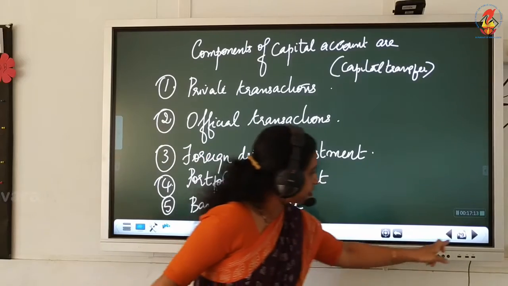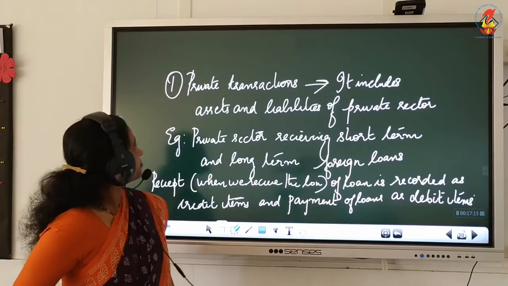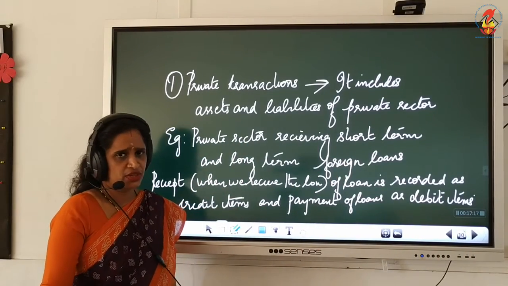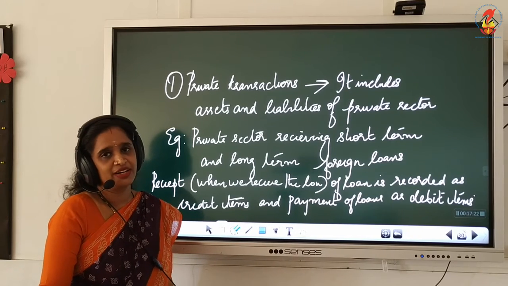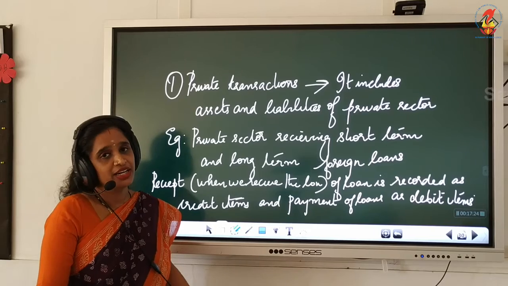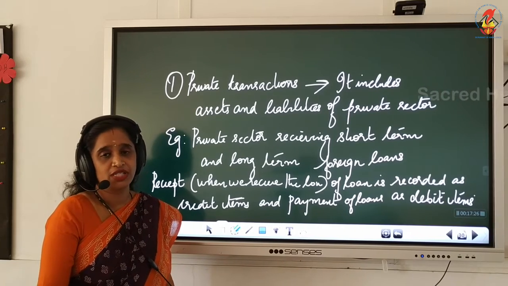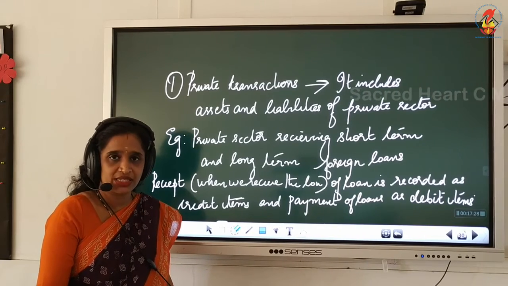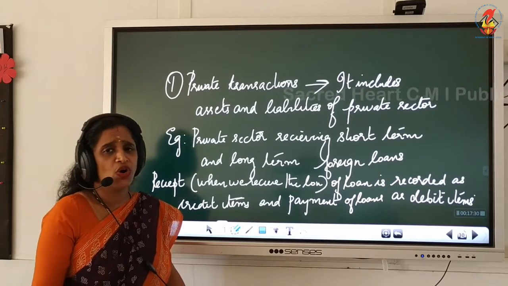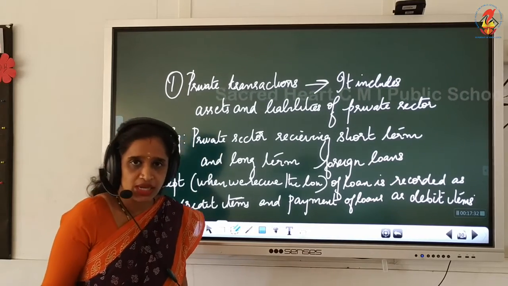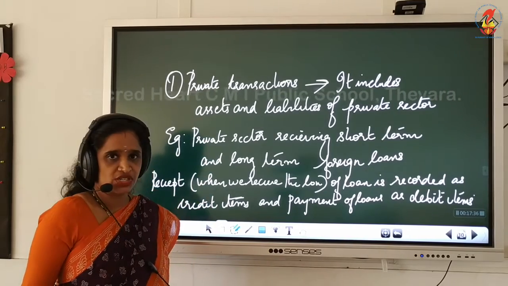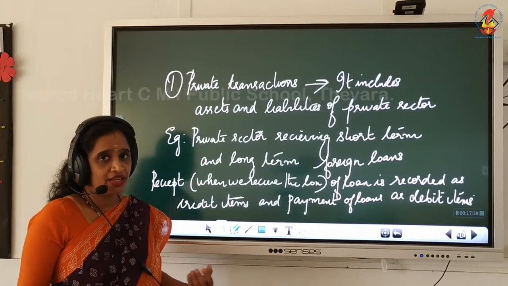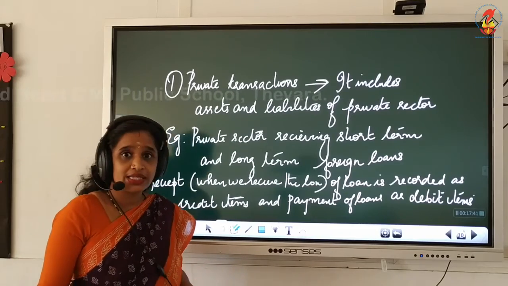We will move on to the first one, that is private transactions. What is meant by private transactions? All the transactions which are undertaken by the private sector, because in an economy there are two sectors, private sector as well as government sector. So all the transactions which come under the private sector are known as private transactions. So they will be having assets as well as liabilities.